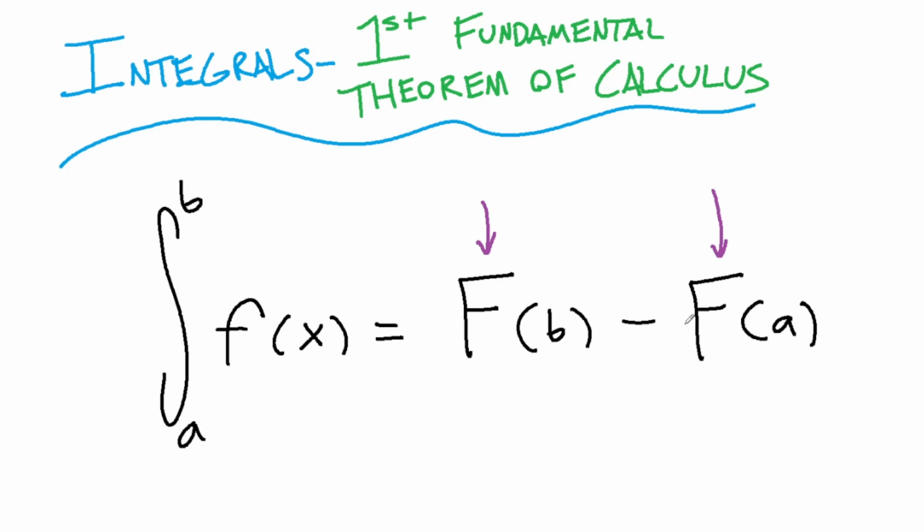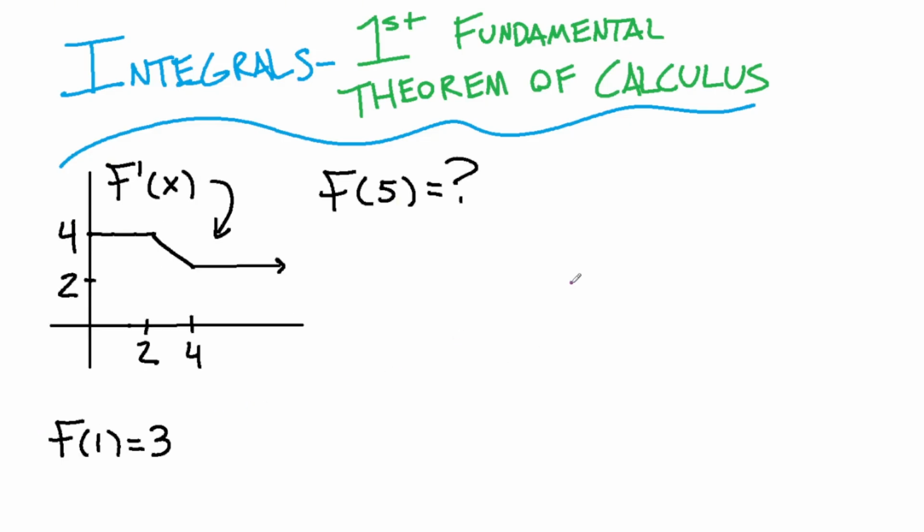So let's look at a problem that might involve this theorem. Here's what a question using the first fundamental theorem of calculus might look like. We're given a graph of f prime of x, and we're also given some piece of information about f. This function f would be the antiderivative of f prime. On the graph of f at the point 1, the y value is 3. So f of 1 equals 3. And we're asked to find what f of 5 is equal to.